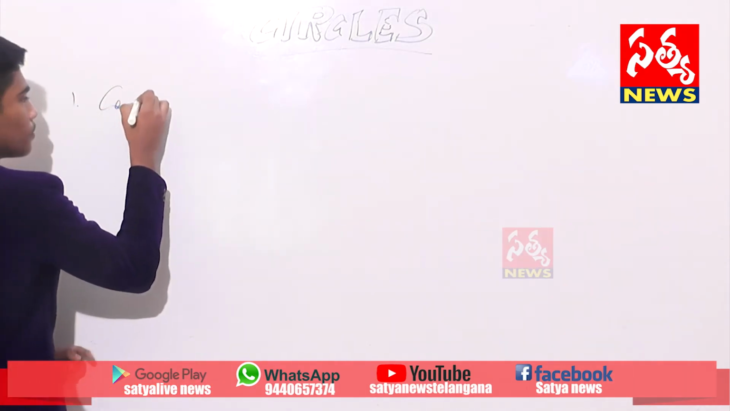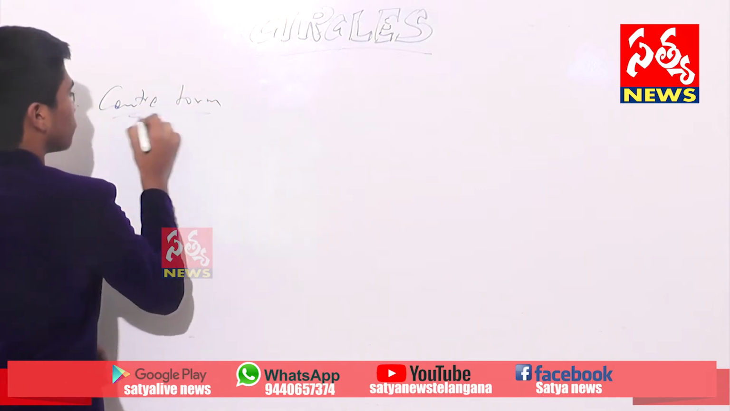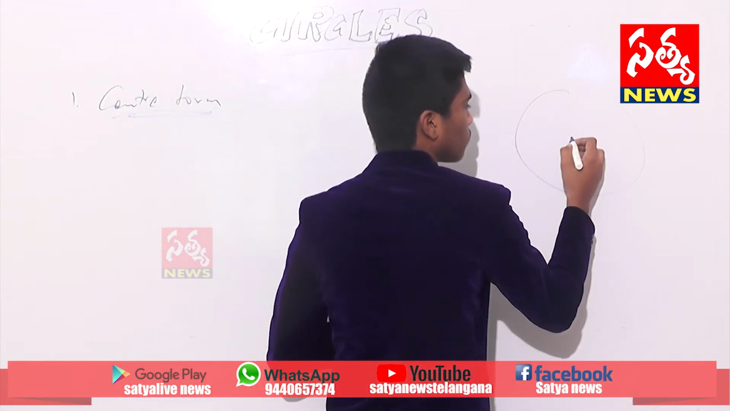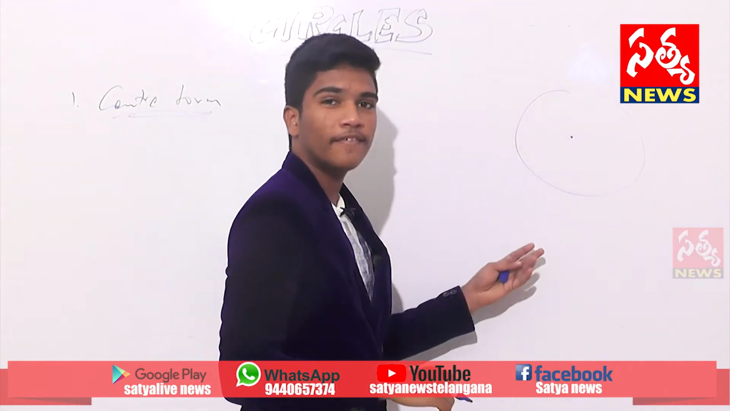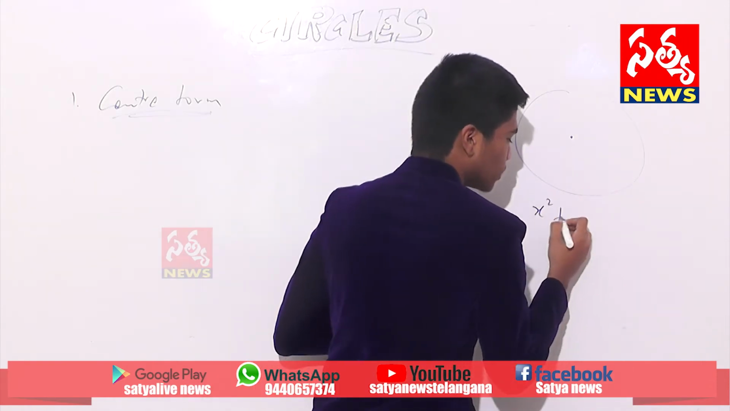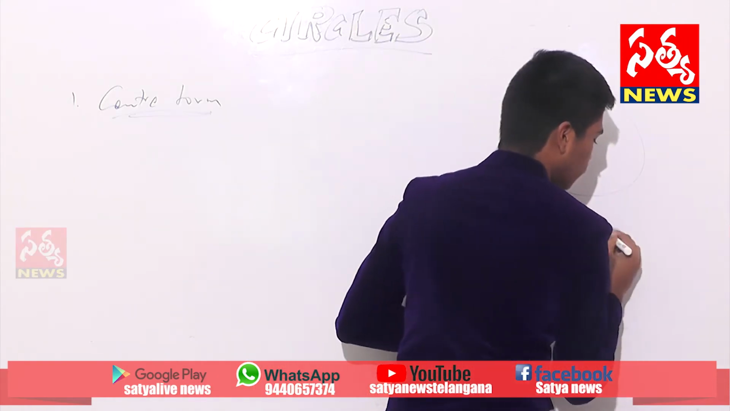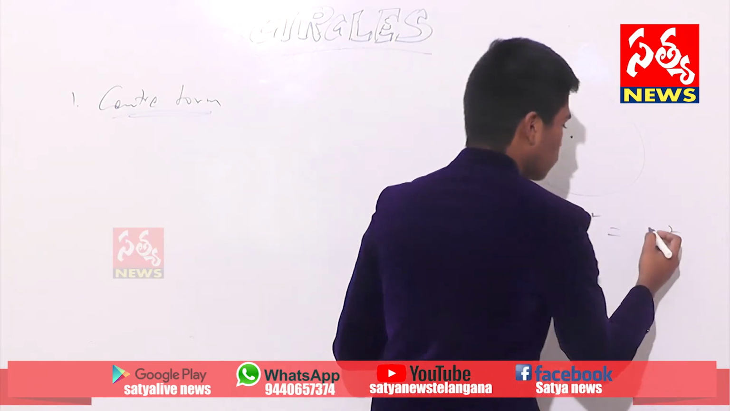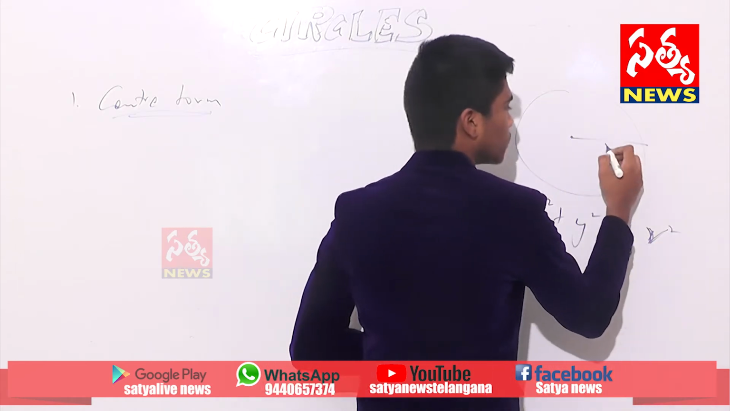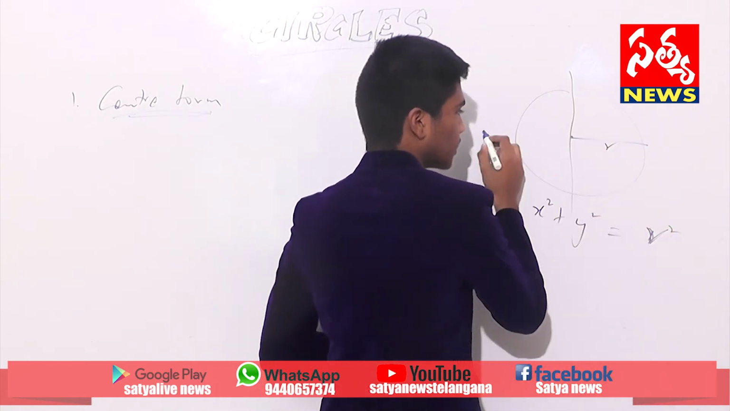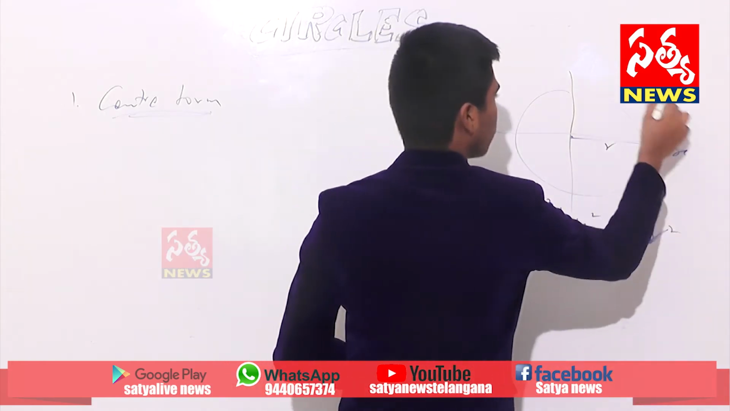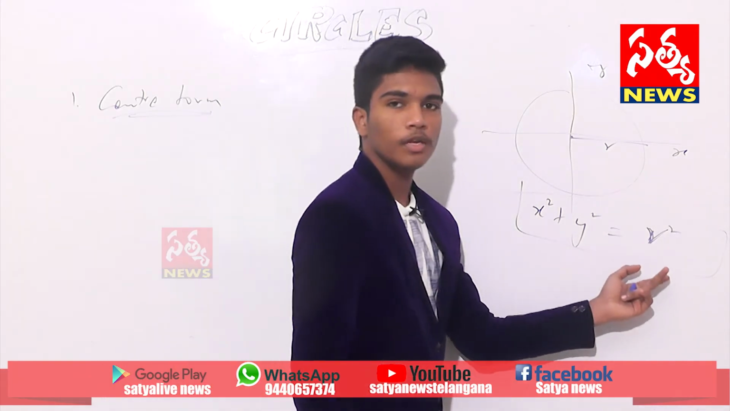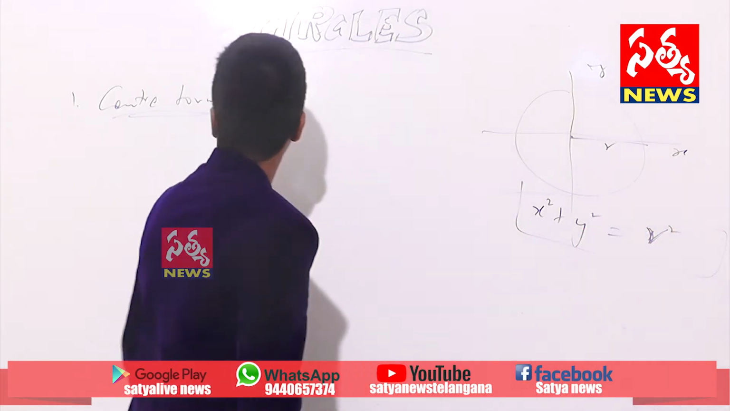First one, center form. Before going to this, a general equation of circle can be represented as x square plus y square is equals to r square, where r is the radius. Okay, this is r, this is x-axis and this is y-axis, x and y. X square plus y square is equals to r square is a general equation of circle.